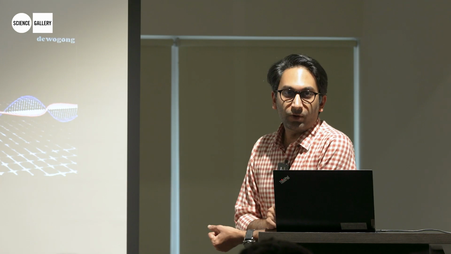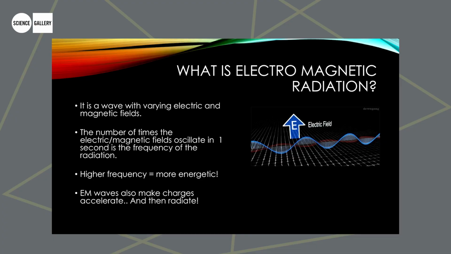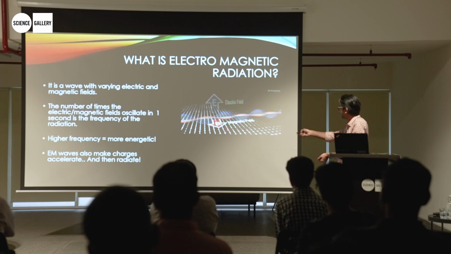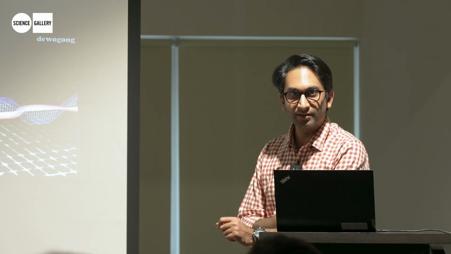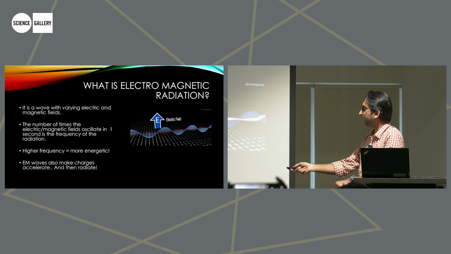So, what is electromagnetic radiation? It is basically magnetic and electric fields varying with time. You can see this here. Magnetic fields are varying in one direction, which is here, and electric fields are varying that way. The number of times they oscillate in 1 second is the frequency. And how high the frequency is, how many more times it oscillates in 1 second, will tell you the energy of the radiation.